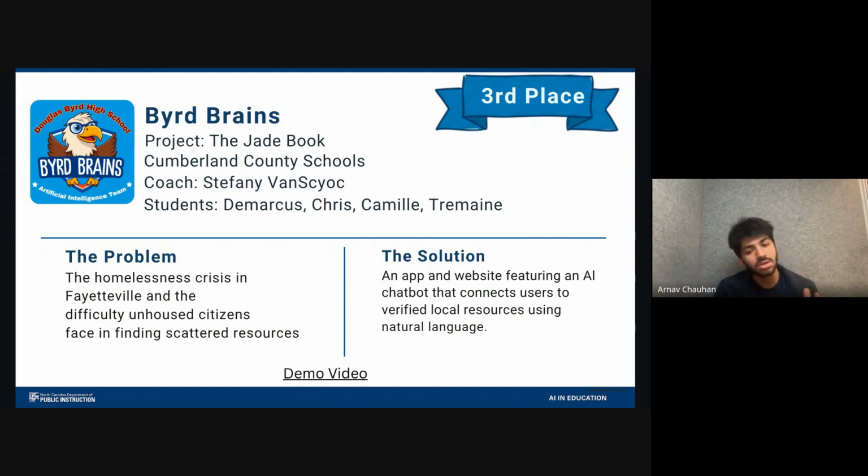The resources are there, they're all over the place. People are fighting to figure out if they can eat tonight or if they have a place to sleep safely. They don't have time to go and look through 10 different places to find all the resources they need. The solution that the Bird Brains made is the Jade Book, which is an app and website featuring an AI chatbot that connects users to verified local resources using natural language queries. I will let you guys take it from here if you're ready.